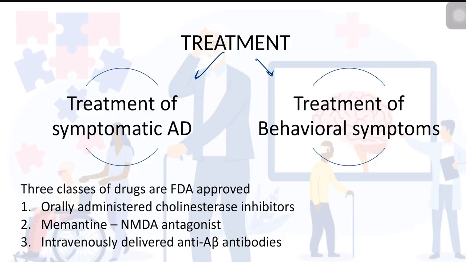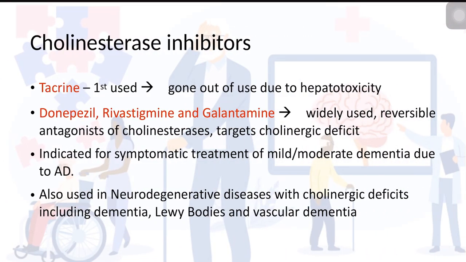3 classes of drugs are FDA approved. That is orally administered cholinesterase inhibitors first, second Memantine, that is NMDA receptor antagonist. Then IV anti-A beta antibodies, which is considered as the biologics. Coming to the first class, that is the cholinesterase inhibitors.